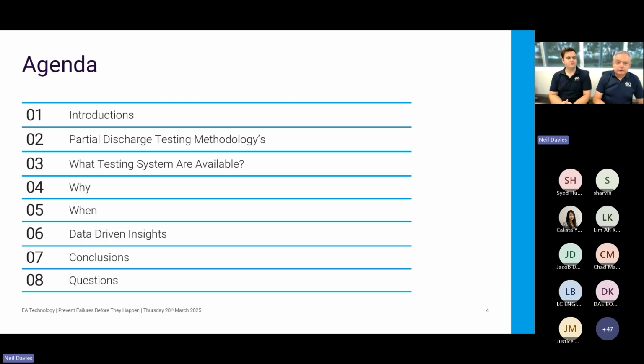So the agenda: we're just going to go through very briefly what a partial discharge is and what the systems are, but we're going to concentrate more today on the why, when and how people are using this to derive and generate benefit. And like I say, at the end of it, we've got a session for questions, so feel free to pop those into the Q&A box anytime you wish.